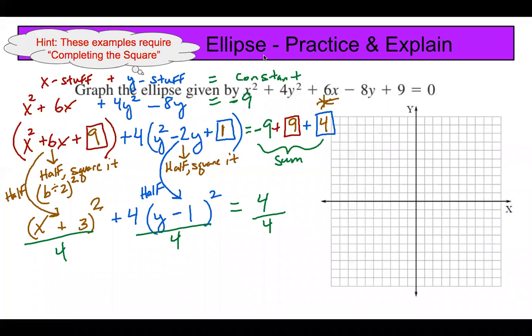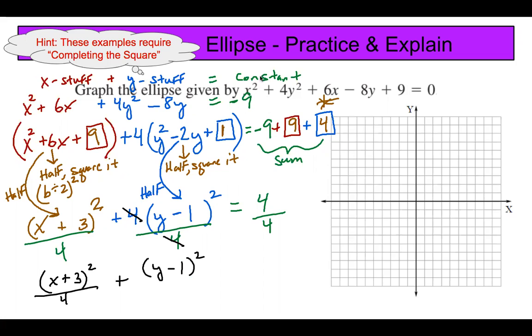Starting with the x stuff, we have (x plus 3) quantity squared over 4. There's nothing to simplify there, so I just do a rewrite: (x plus 3) squared over 4. Plus, on the y stuff, we have a 4 on the top of the fraction, a 4 on the bottom. Those cancel, so we're left with (y minus 1) squared.